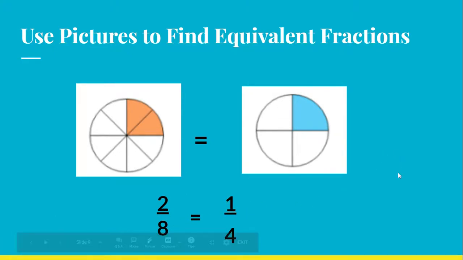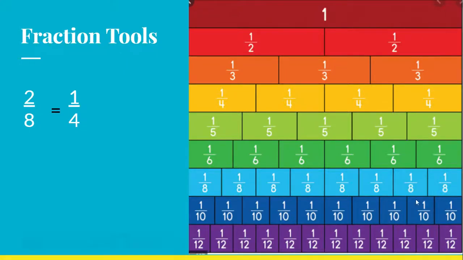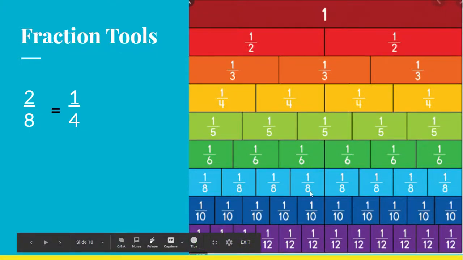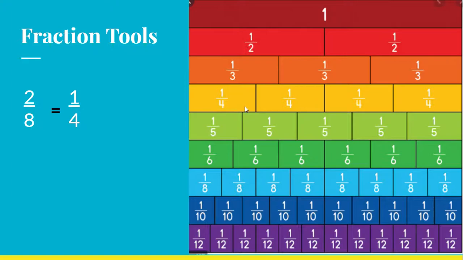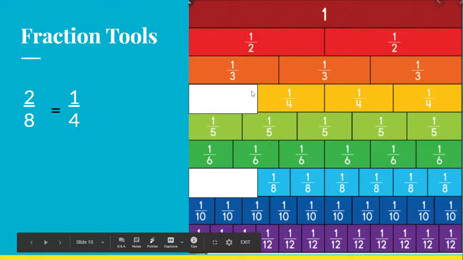I'm going to check my answer using a tool we have in the classroom, our fraction bars. Let me start with our 1/4. I'm going to shade that in. So there's 1/4. Now I'm going to find 2/8 and shade those in. My 2 bars line up. They're exactly the same amount.